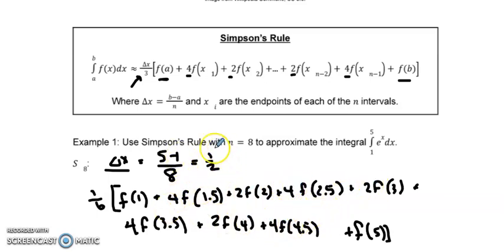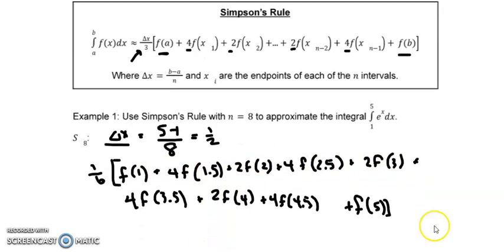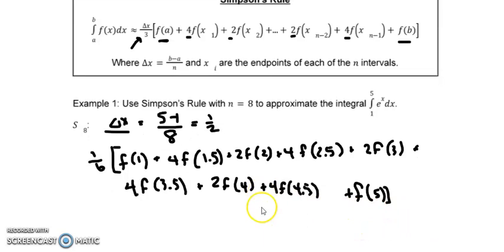Notice that because my delta x was 1/2, each x value that I input just changed by 1/2. I went from 1 to 1.5 to 2 to 2.5 to 3, etc. So this is a calculator problem, and I'm not going to show you plugging in all these values into your calculator, but I will tell you that this approximation comes out to 145.744.